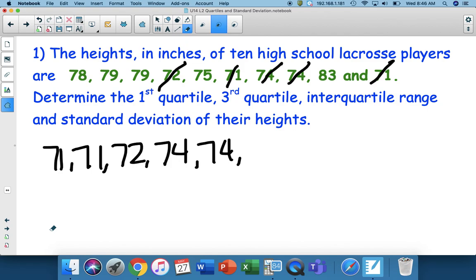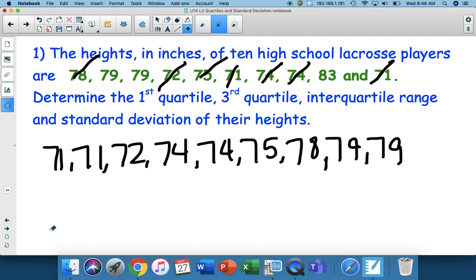And then we got 75. Then we have 78. Two 79s. And an 83. All right.